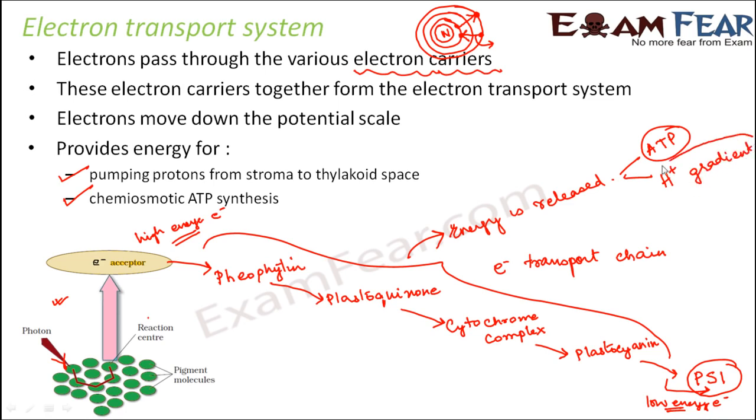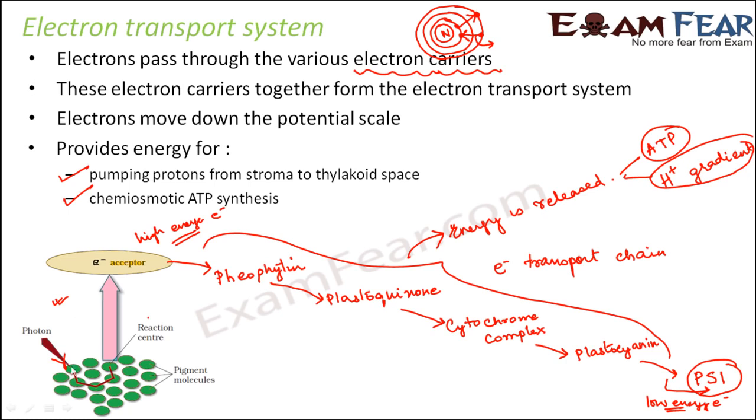Now, how will this create a proton gradient? That is another question, and we have to understand that also very clearly. For now, you just understand that energy is released here. How this energy is utilized to create the proton gradient, I'll explain a little later, because then it will be easier for you to understand. Okay, so till now we are clear with two steps.